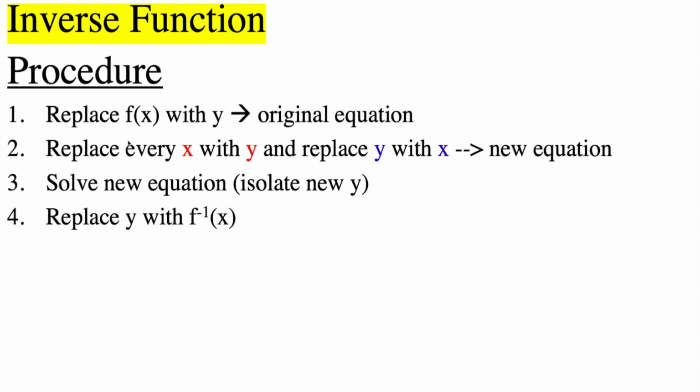First step that I recommend says replace f of x with y for the original equation. And this will make more sense when we actually do a problem. Second step says replace every x with a y and replace every y with an x for a new equation. Third step says solve the new equation because we want to isolate the new y value. And the last step says replace y with this inverse symbol right here.